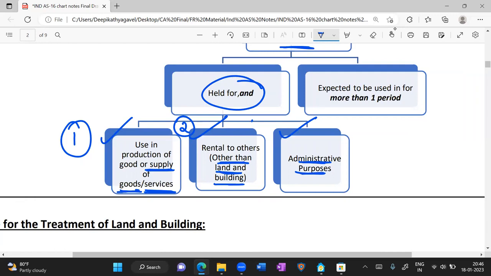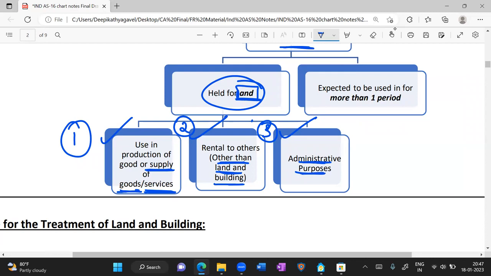Let's say you are a manufacturing unit, but you will still have your corporate office, where your marketing team, your finance team, and all of these people sit. They will not be sitting in your factory; they will be sitting in your corporate office. Now this corporate office building is being used for administrative purposes. Will that come under Ind AS 16? Yes, absolutely, because it is being used for administrative purposes. So if a tangible asset is being used for any one of these three reasons, there is one more condition. What is that one more condition?